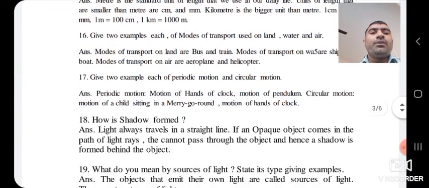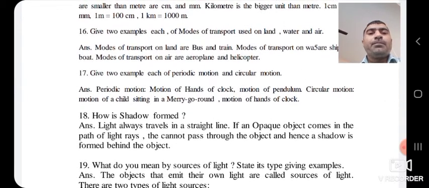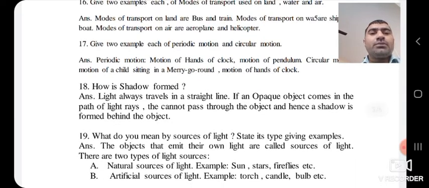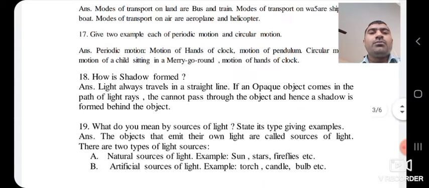Now give two examples of periodic motion and circular motion. Periodic motion: motion of hands of a clock, motion of a pendulum. Circular motions are the motion of a child sitting on a merry-go-round, motion of hands of a clock. In this you can give any other example which shows periodic motion, right? For example, a child on a swing, a child on a seesaw are examples of periodic motion. So you can write any example of periodic motion and any example of circular motion.